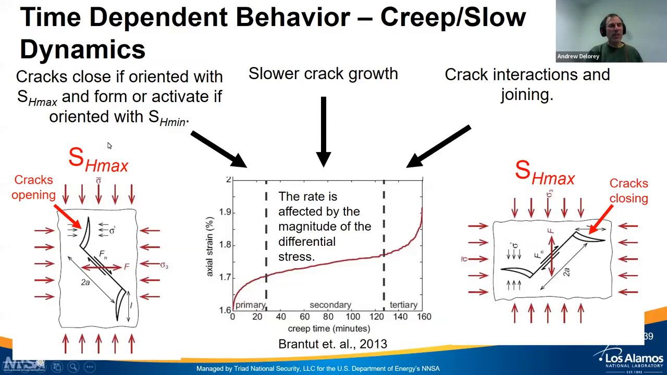plane, if SH max is in this direction, we would have cracks opening perpendicular to that, and we'd have shearing in a particular direction. If SH max was the other way, we'd have cracks closing. So that's the primary deformation, and that's really where we're going to be most of the time in the Earth, unless we're actually dealing with failure during an earthquake.